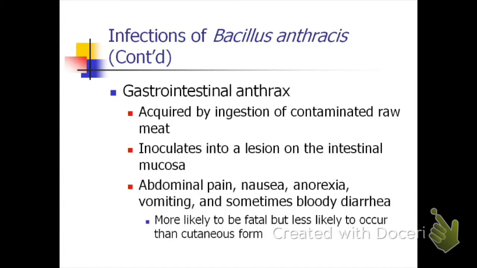So, gastrointestinal anthrax, how do you get it? You acquire it by ingesting contaminated milk, or it has been inoculated into a lesion on the intestinal mucosa. How would you do that? Of course, by ingestion also. So, signs and symptoms would include abdominal pain, nausea, then anorexia, keep on vomiting, and sometimes you have a bloody diarrhea. It's actually more fatal than the cutaneous anthrax.